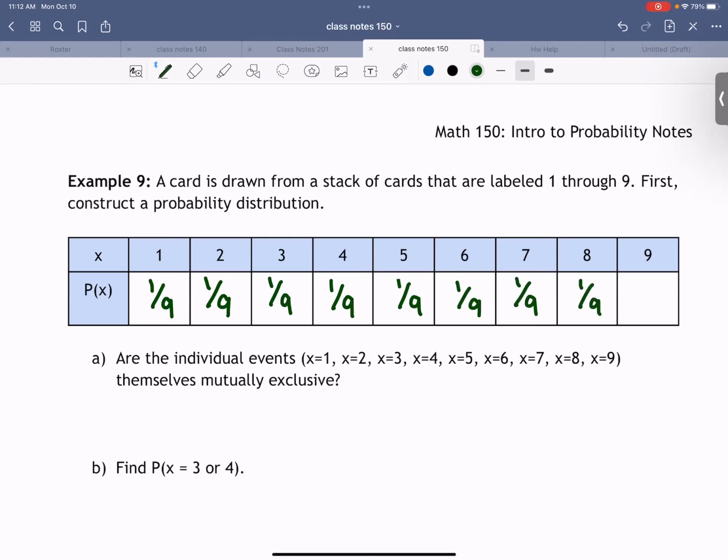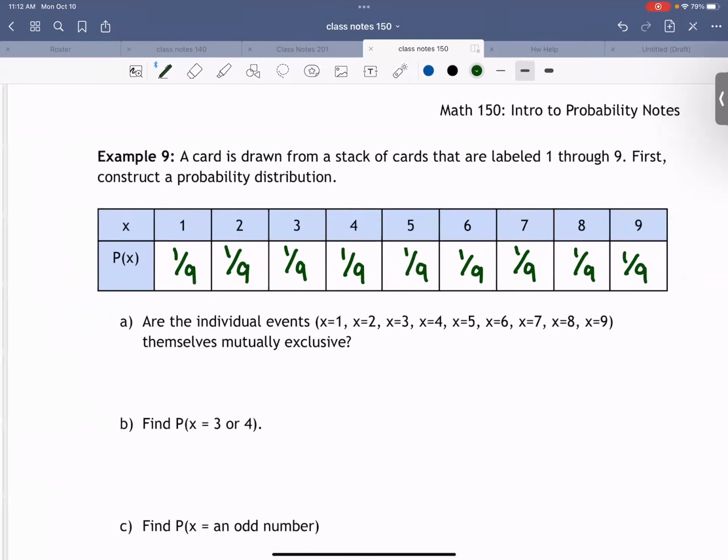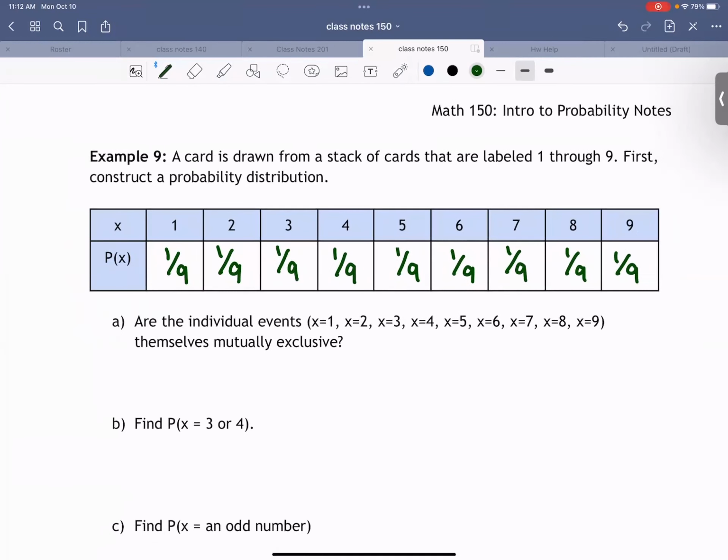Now, if you want to, you can check to see if this probability distribution follows the 2 rules of a probability distribution, and they do. But let's think about this. The first question is we're trying to ask if these events, like picking a 1, picking a 2, picking a 3, picking a 4, and so on, are mutually exclusive. So this question is asking us, can I pick a 1 and a 2 and a 3 and a 4 at the same time? Is that true?